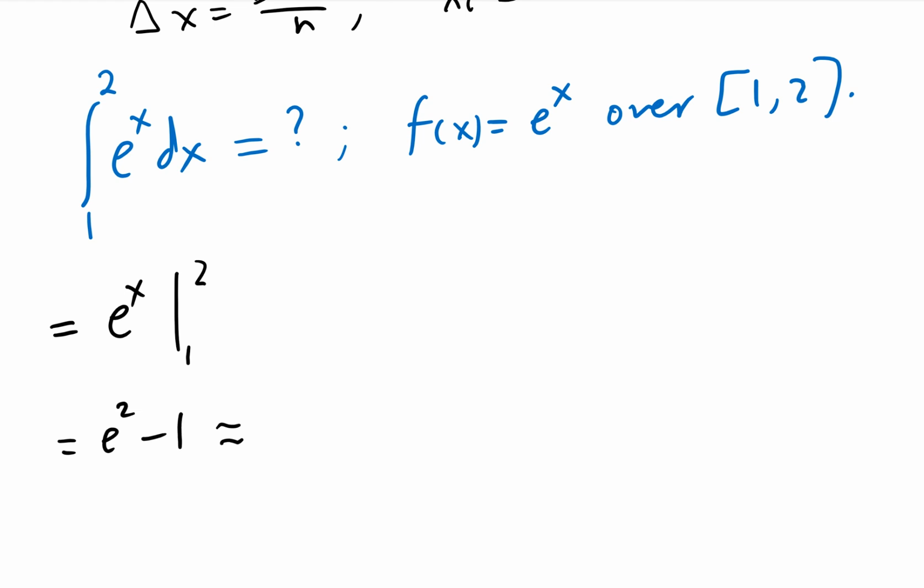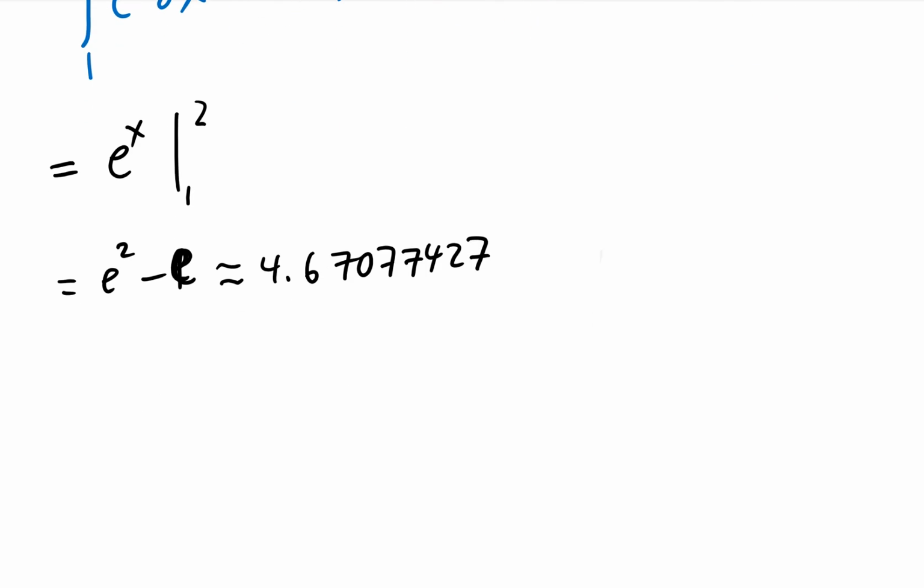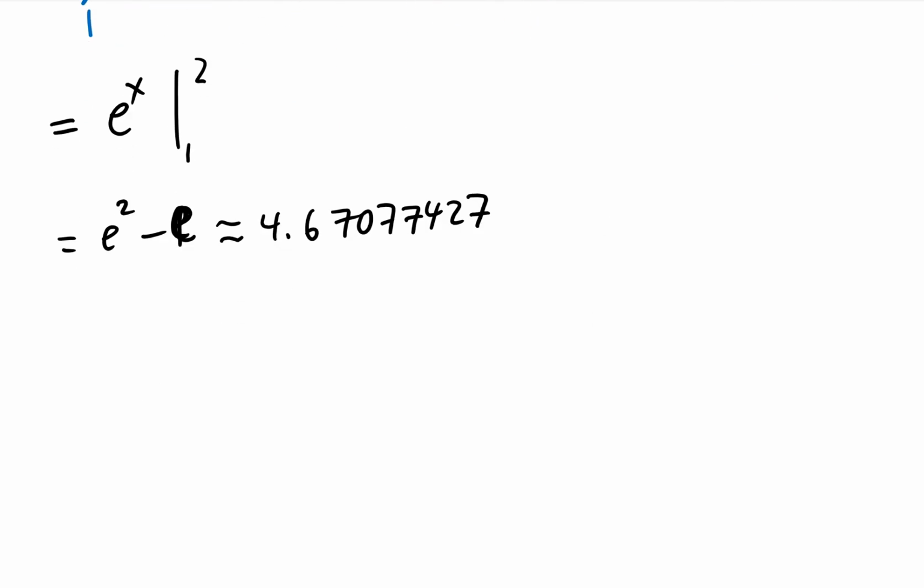If I put that in the calculator, it gave me 4.67077427. So this is the exact answer. Now, how about if I want to approximate it? How do I approximate that integral using Riemann sums? Right endpoint, left endpoint. Let's do right endpoint. Left will be almost the same. So let's try right endpoint.